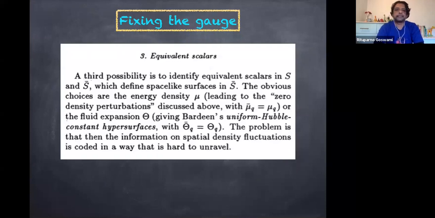Third is equivalent scalars. We can map scalars, for example, the Hubble parameter in the idealized universe to the Hubble parameter in the lumpy universe, or, just like I gave you the example of constant density perturbation, and so on and so forth. Again, it's a nice gauge, but the problem is the information about spatial density fluctuation is coded in a very weird way. For example, in the constant density gauge, the information about the local inhomogeneity was coded in proper time, which is a bit absurd. So again, it can be used, but it is not a very helpful situation anyway.